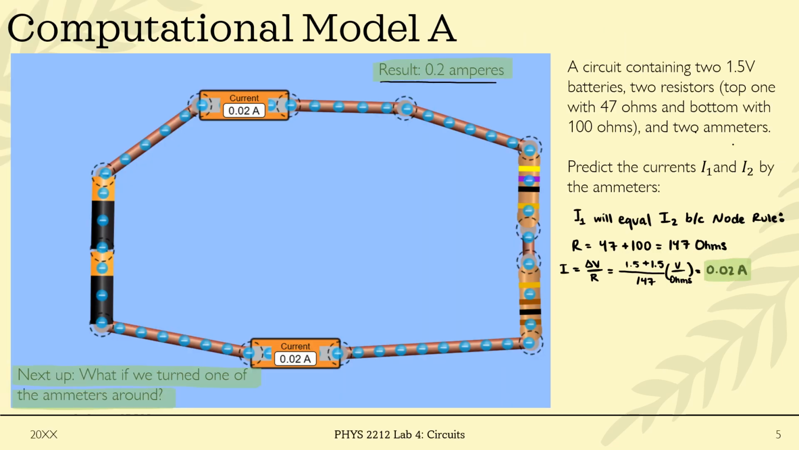In Model A using PHYS, I created a circuit containing two 1.5 volt batteries, two resistors, one with 47 ohms and one with 100 ohms, and two ammeters. And I predicted that the currents I1 and I2 would be equal to 0.02 amperes because of the node rule, and I was correct. Here are my calculations.